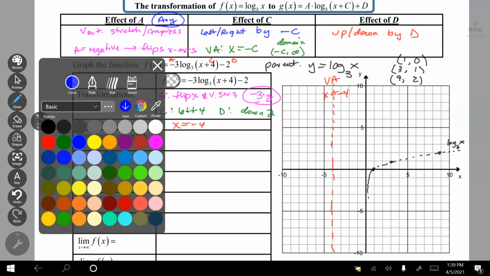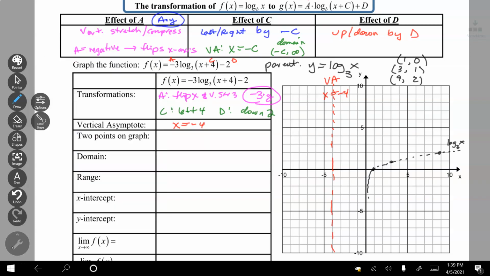I'll do it in blue. So right here at (1, 0), multiplied by negative 3 still gives 0 because I'm multiplying y values, and left 4, 1, 2, 3, 4, down 2, gives me a point right here. And that point right now is (negative 3, negative 2). This next point, I'm going to multiply by negative 3, so I could flip it and multiply by 3, and now y is negative 3. I could go 1, 2, 3, 4, 1, 2. Here's my next point, which is (negative 1, negative 5).